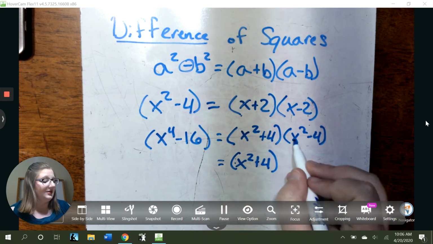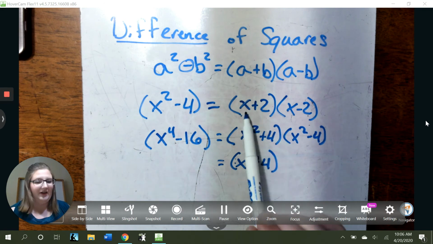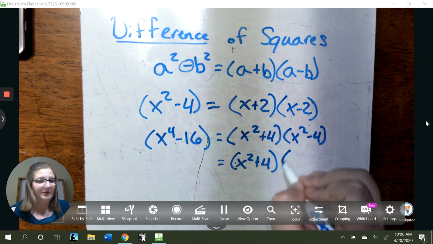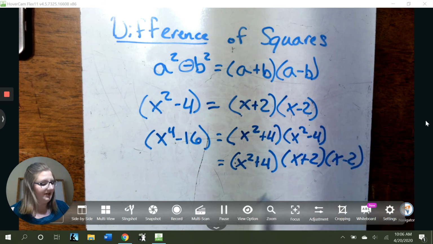But x squared minus 4 we can factor using our difference of squares method. In fact, we can do that by using exactly what we did up here already. We would get x plus 2 times x minus 2. And so this right here would be the factored form of x to the 4th minus 16.